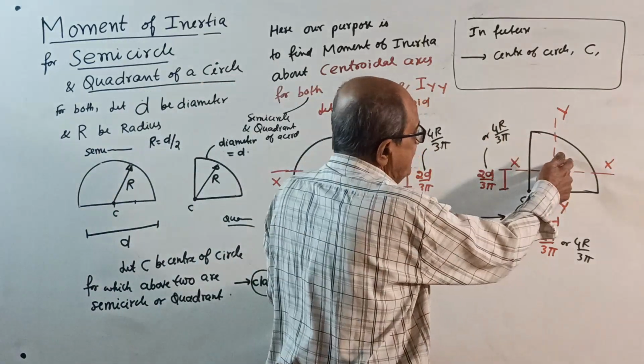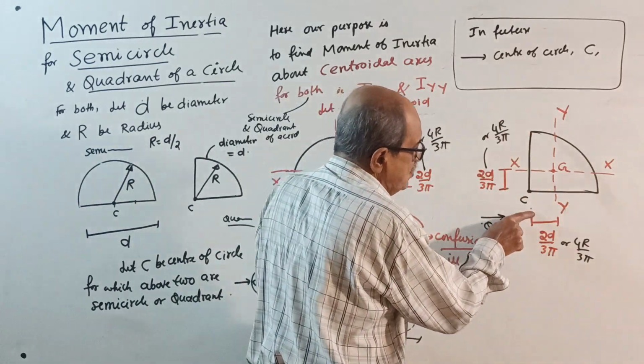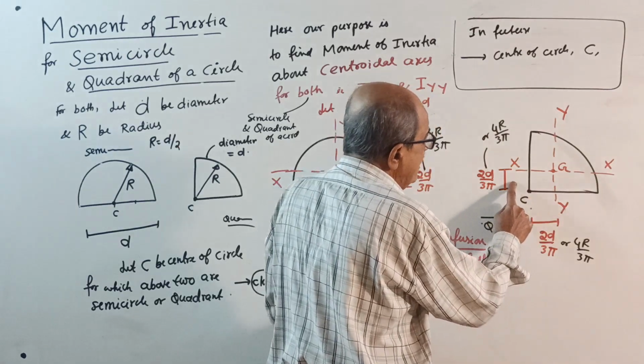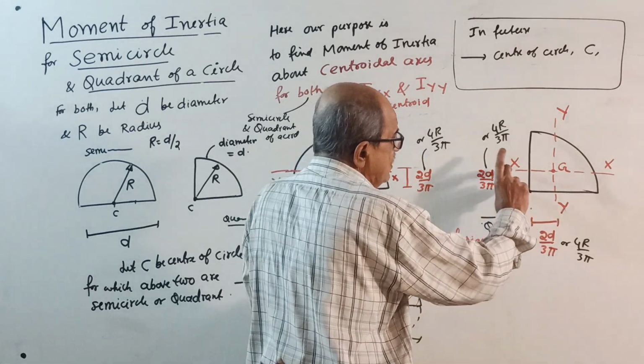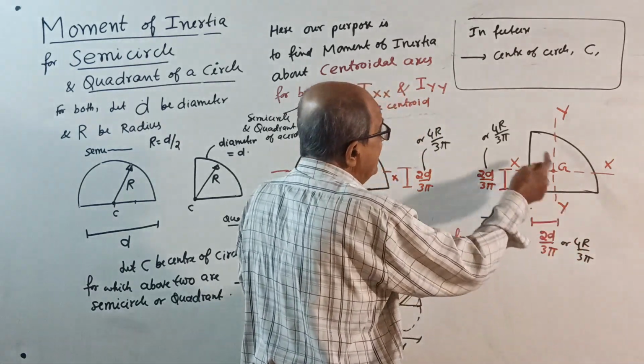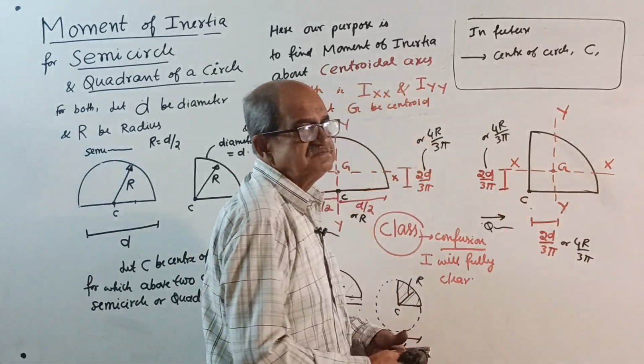If a quadrant is there, there is no axis of symmetry. This way also 2D by 3 pi, this way also 2D by 3 pi. Near this side, near this side. 2D by 3 pi or 4R by 3 pi. Centroidal axes are XX and YY.